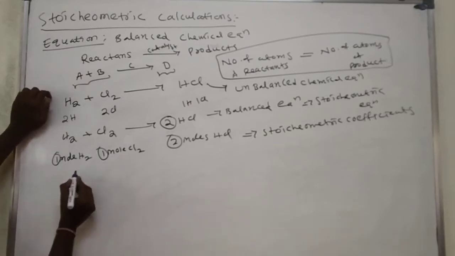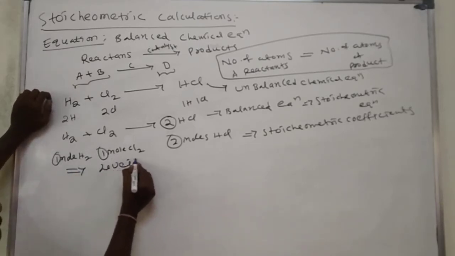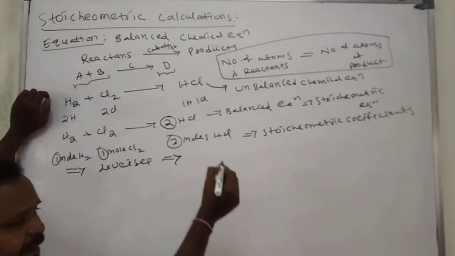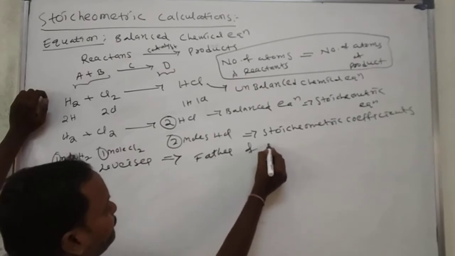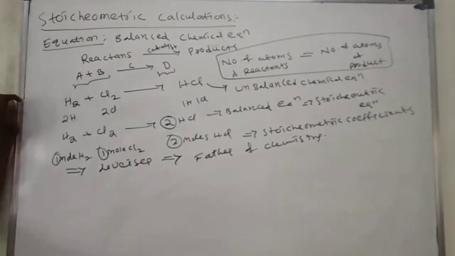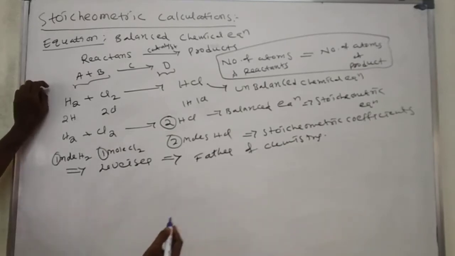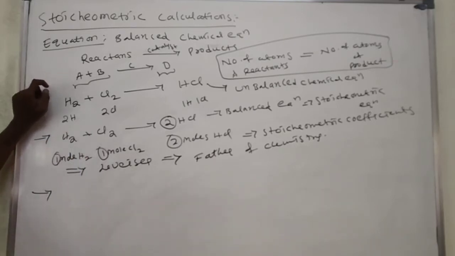Stoichiometry was first explained by Lavoisier. That's why he is considered the father of chemistry. In continuation, we will see some stoichiometric equations, and how to balance the chemical equation.